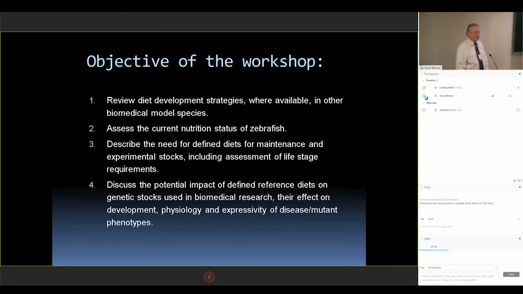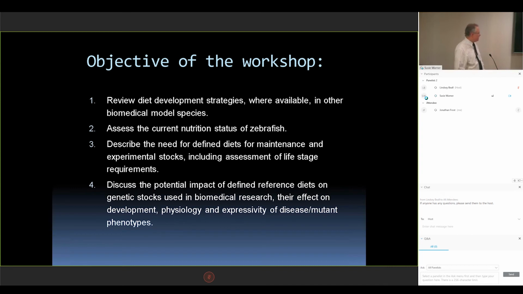Objectives of the workshop are as stated in your book. I'll just want to point out a few different ones there. We're going to review different diet development strategies in other model species as well, to see how we can help ourselves within the zebrafish and other aquatic models. We're going to describe the need for these defined diets for maintenance and experimental stocks.